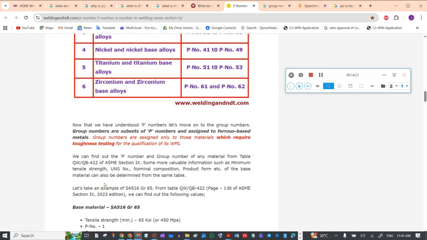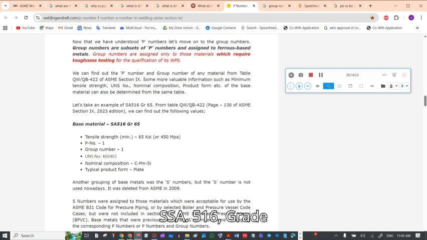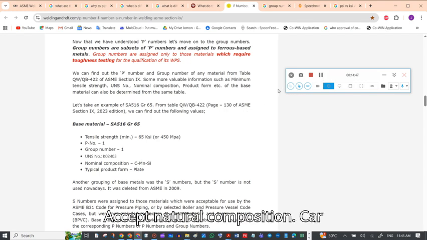For example, SA-516 Grade 65. The minimum specified tensile strength is 65 KSI, P number 1, group number 1, UNS number, okay, what is the UNS number that we have to see? Nominal composition: carbon, manganese, silicon. Typical product form is plate.